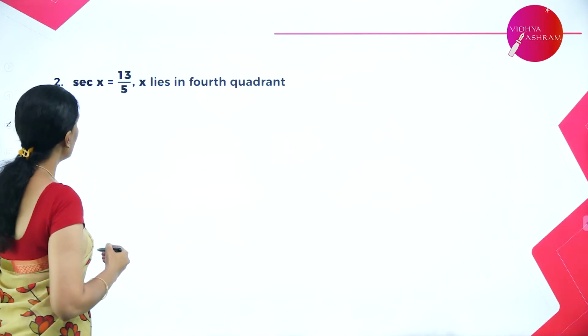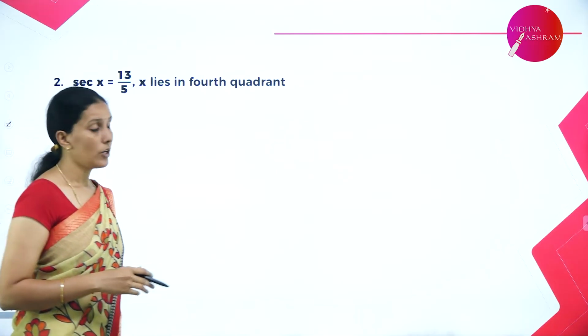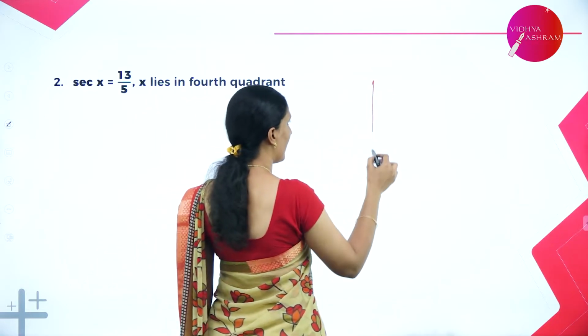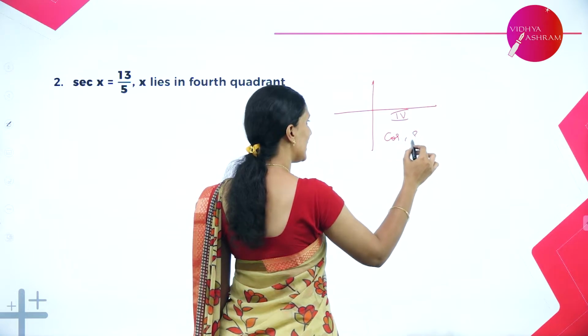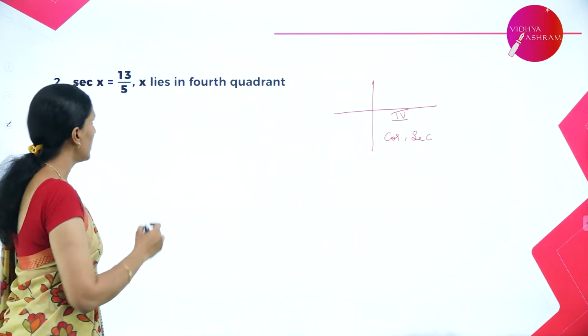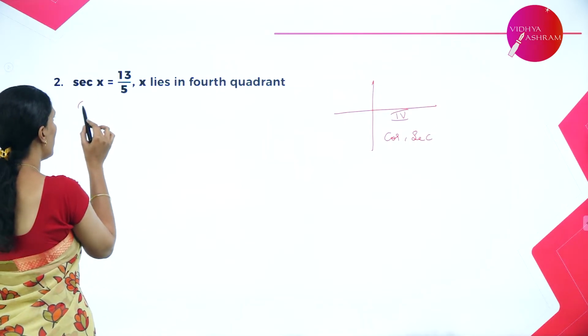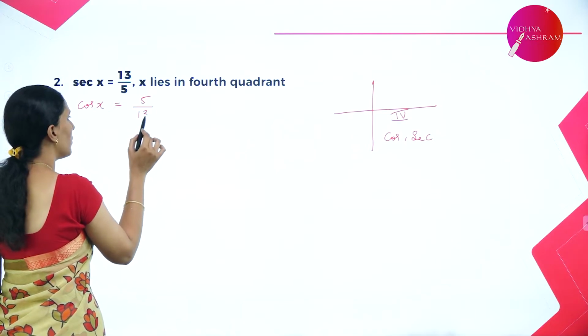Next question we have, secant x is equal to 13 by 5. x lies in the fourth quadrant. So when I say x lies in the fourth quadrant here, in the fourth quadrant, cos and secant are positive. All other trigonometric functions are negative. So therefore, secant x is given. We can write cos x because they are reciprocal to each other.